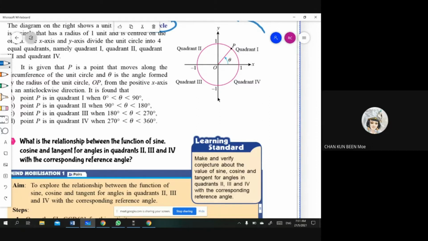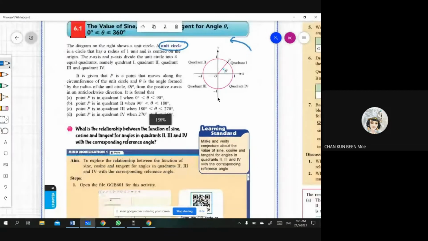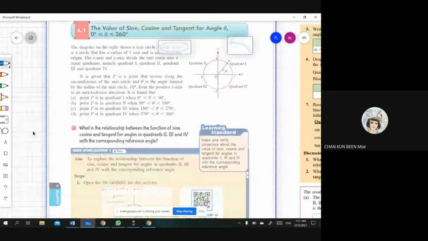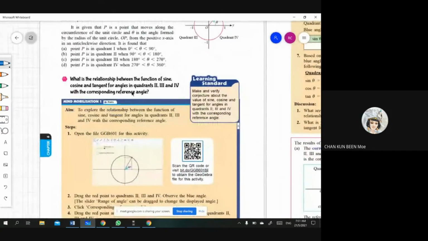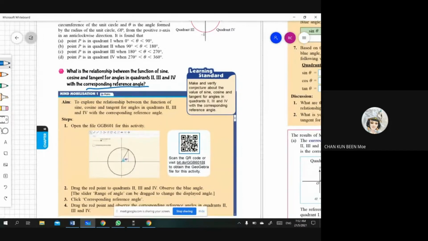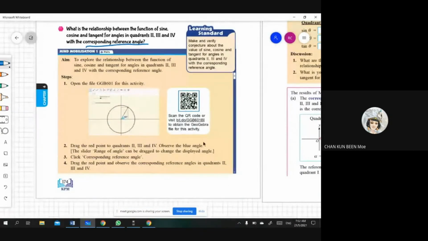Okay, so now the next thing that we are going to look into is the relationship between the functions of sine, cosine, and tangent of angles in quadrant 2, 3, and 4. Why do they only mention quadrant 2, 3, 4? They didn't mention quadrant 1 because quadrant 1 is the same as the corresponding reference angle actually. Okay, we will look into it. So this mind mobilization over here, you can scan the QR code. I scanned it for you already. So let us look into it for a while.